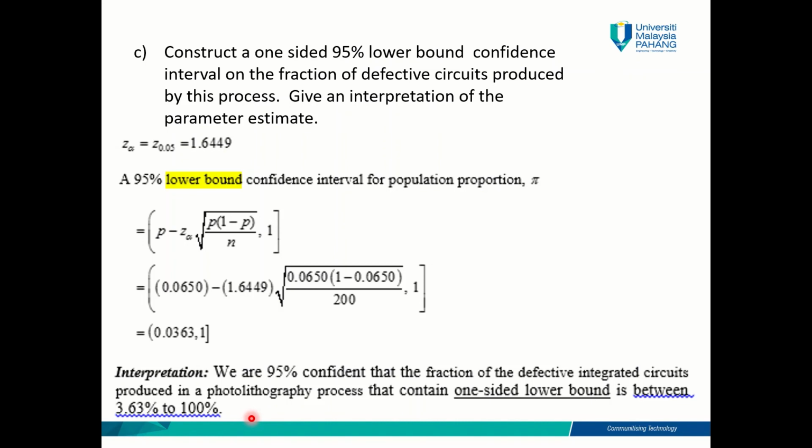Next, we're going to look at the formula to estimate the differences between two population proportions. So that will be my next video.